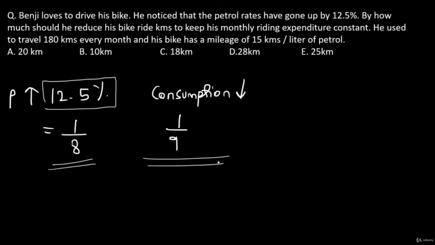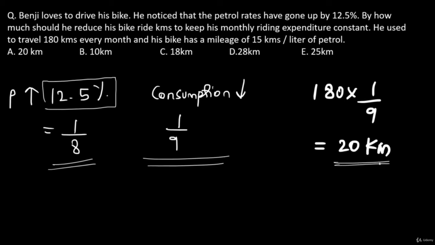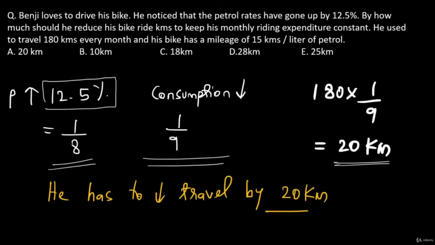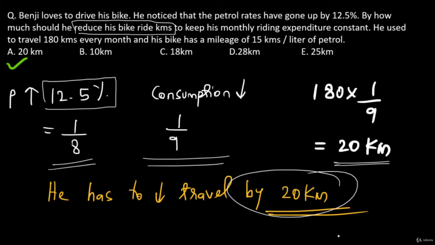Now, how much is 1 by 9 of 180? That's 180 into 1 by 9. That gives you 20 kilometers. So, he can travel only 20 kilometers less, or he can travel 160 kilometers. Now, the question says, by how much should he reduce his bike ride kilometers? So, he should reduce his bike ride kilometers by 20 kilometers, right?